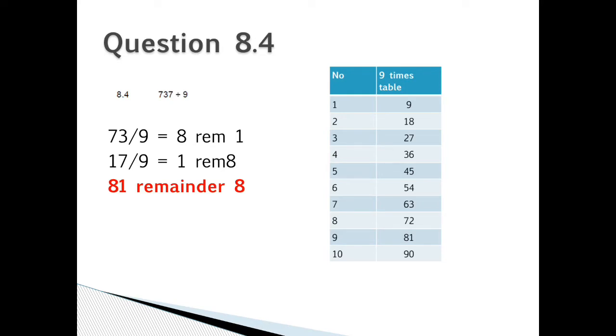An easy trick is to look at the units place. It goes 9, 8, 7, 6, 5, 4, 3, 2, 1. And if you look at the tens place, from 9 times 2, you have 1, 2, 3, 4, 5, 6, 7, 8, 9. So 73 divided by 9 is equal to 8 remainder 1. If you move the 7 next to the 1, to make 17, then 17 divided by 9 is equal to 1 remainder 8. So your answer is 81 remainder 8.